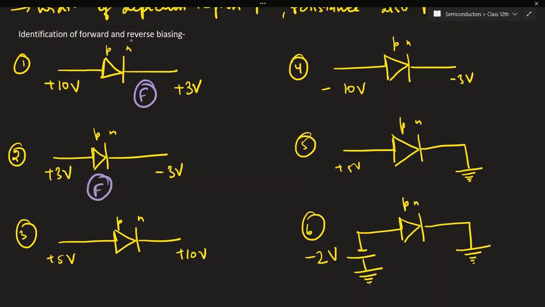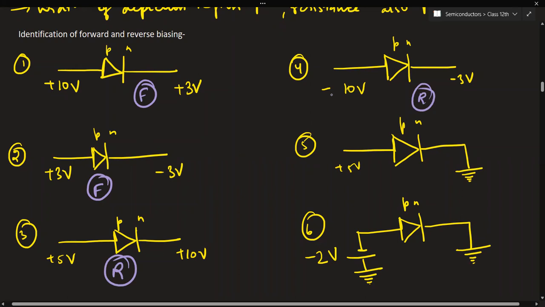See here, 10 volt and 5 volt. Can you tell me forward or reversed? Forward or reversed? Reversed, good, because the N type is connected to the higher. So this is reverse. See, minus 3 and minus 10. Minus 3 is greater, so the greater one is connected to N. Answer, Khalid? Reverse. Teacher, yes, reverse.